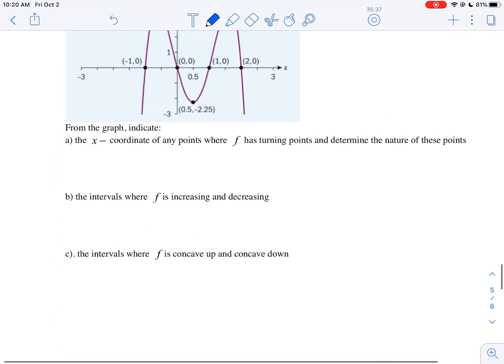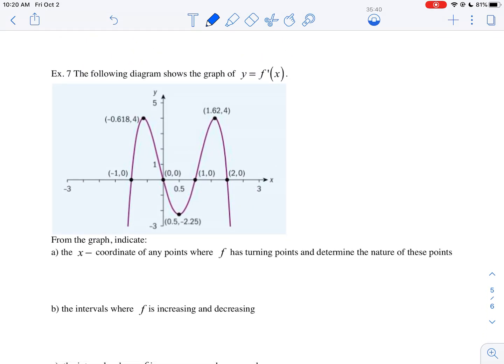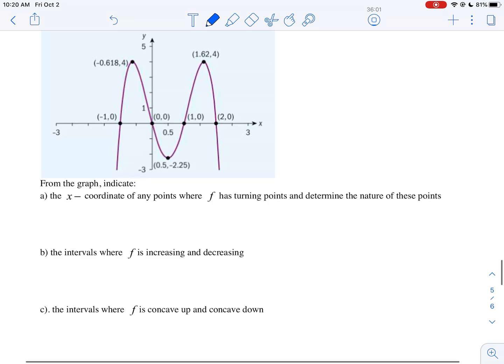All right, then we're almost done, guys. Hang in there. This one's a doozy. In example 7, and this is really tricky, this has been a tough lesson, it says, the following diagram shows the graph of the first derivative. So this is the first derivative. This is not f of x.